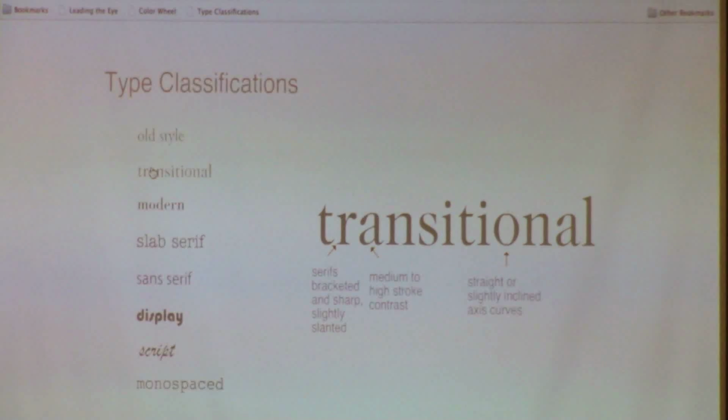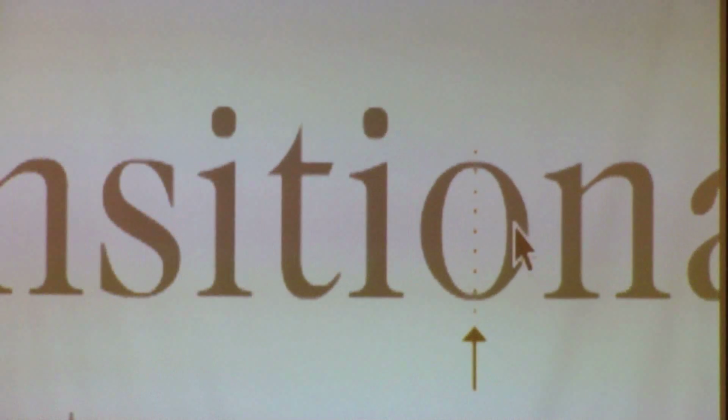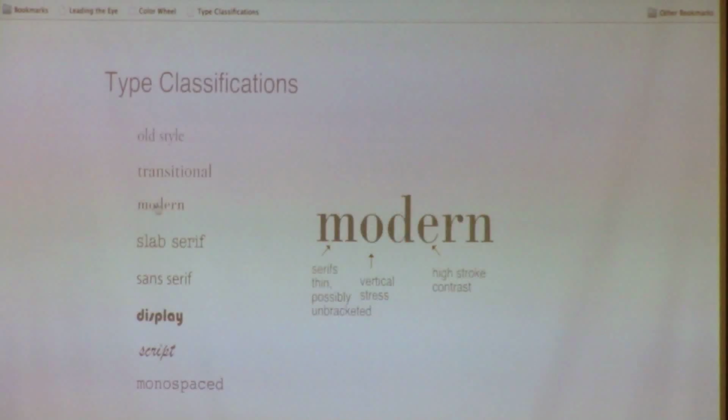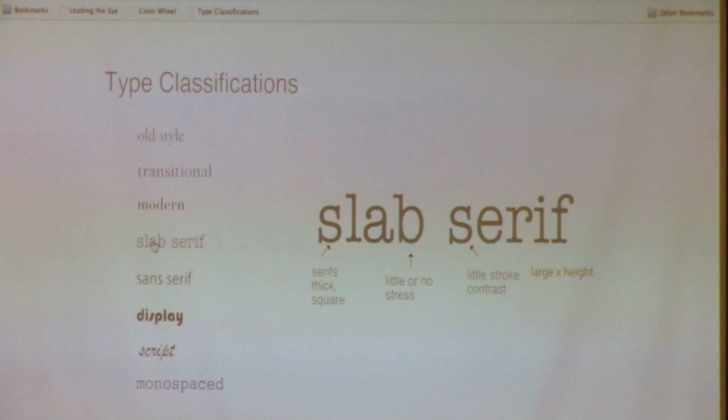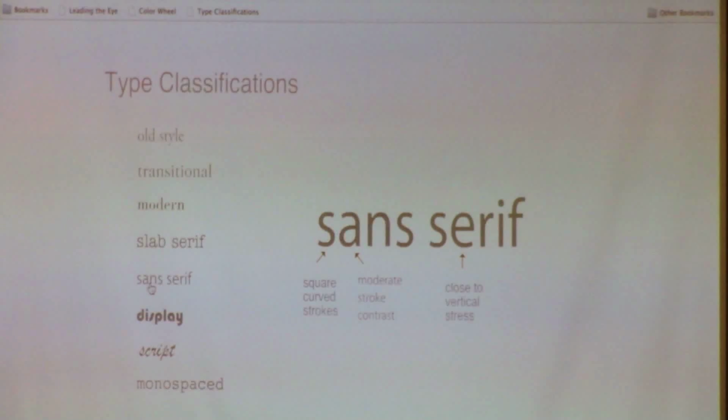You can get into the transitional, which is where they're vertical. You can see right here. Get into more modern. And again, this modern stroke has this extreme thick and thin. That's a modern font. Slab serif, sans serif.